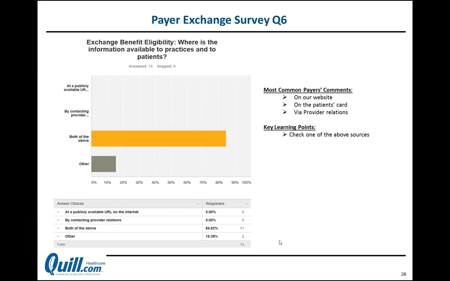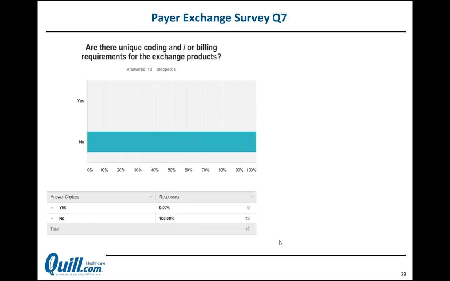Where is information available about exchanges and benefit eligibility? Websites, patients' cards, provider relations, and sometimes it is a slog. It's hard to get answers. In some of these surveys, we've had payers tell us that they didn't know, after being on the phone for half an hour with 3 different contacts, a payer telling us they didn't even know who we should talk to at the payer organization. And obviously we have a lot of skill in navigating both provider relations and contract management departments. So, we definitely feel your pain there.